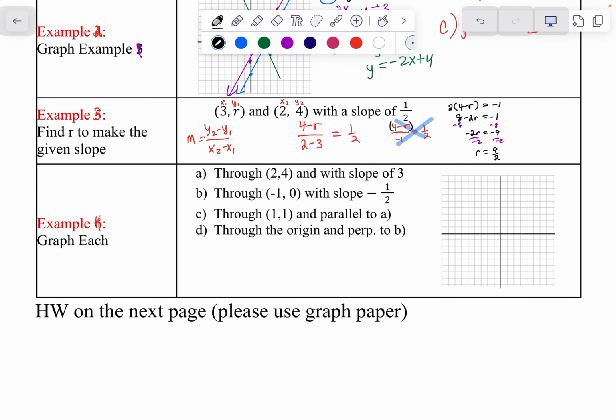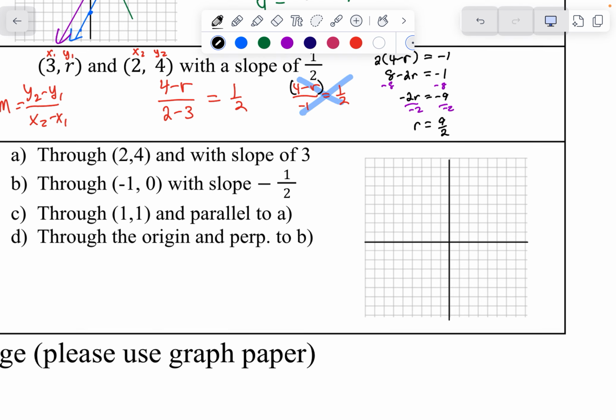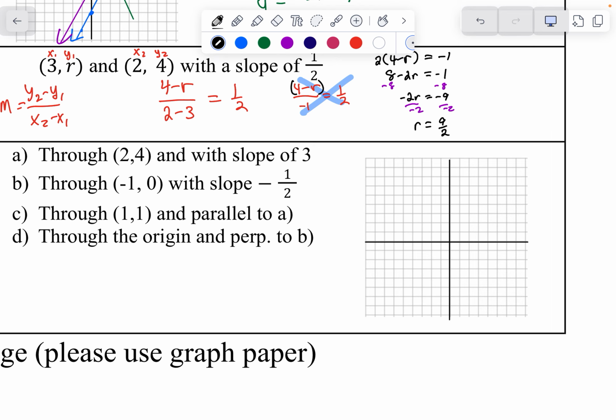So we're going to graph each of these situations. If it says in A that we're going to go through the point 2, 4 with a slope of 3, we always need a starting point. So go to the point 2, 4, which is 2 to the right and up 4. Put your point. If a slope is 3, that's really meaning 3 over 1. So we go up 3 and right 1. From that point, count up 3 and over 1.